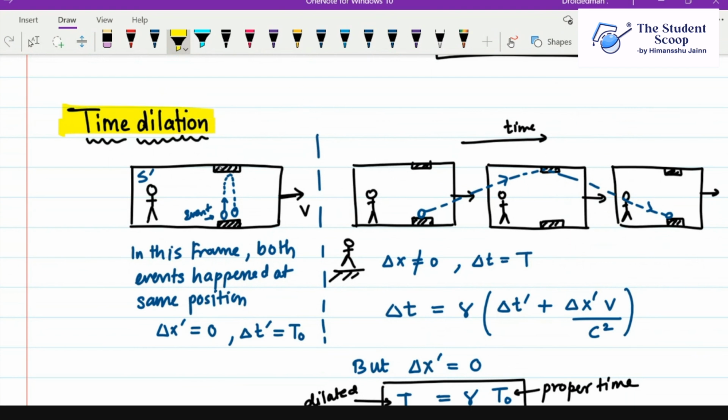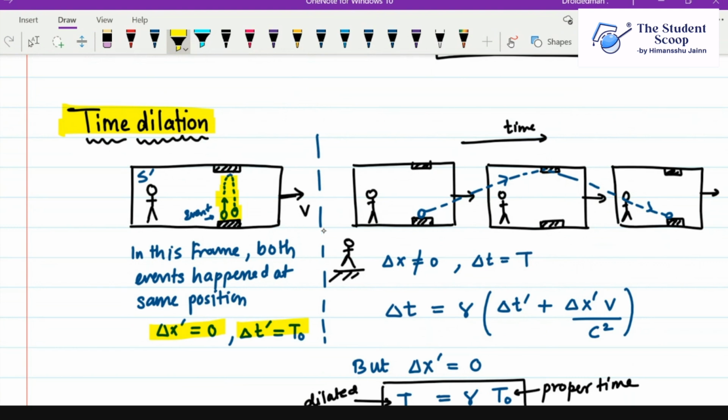So in the train experiment, we will talk about one of the simple events. A person in a train sees that a ball goes up from a certain position and returns back. He measures with his stopwatch how much time it took for the ball to go up and come back down. The displacement here is 0 because it has come back to the initial position. So event 2 and event 1 are happening at the same position. Event 1 is launching, event 2 is getting it back on the pad.